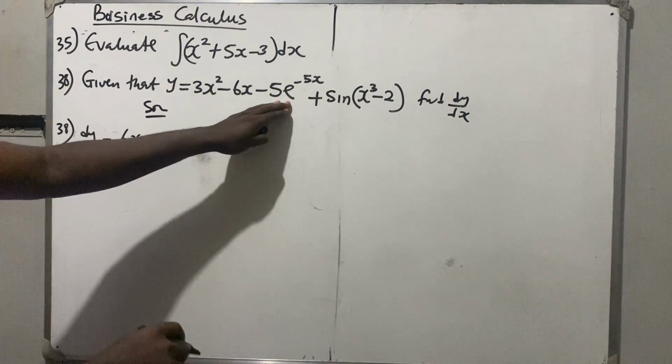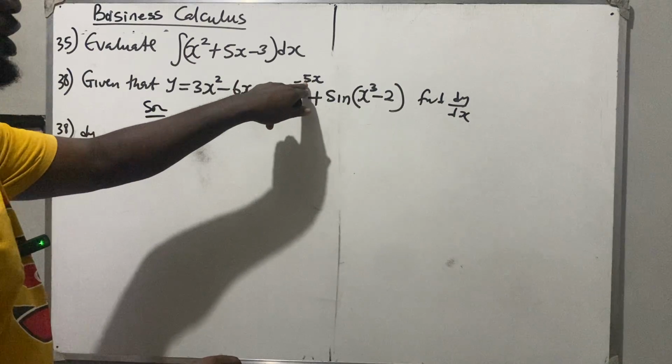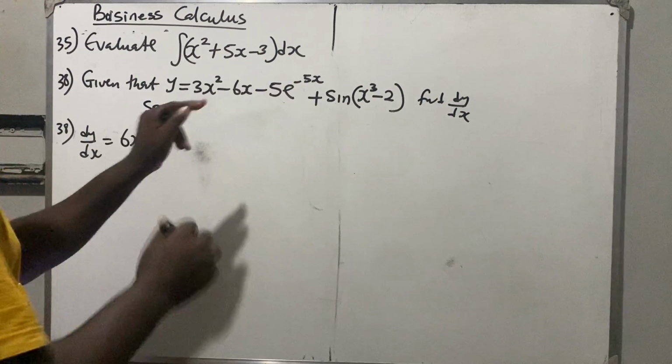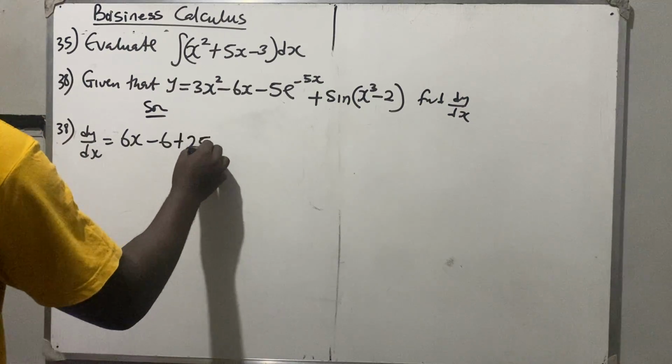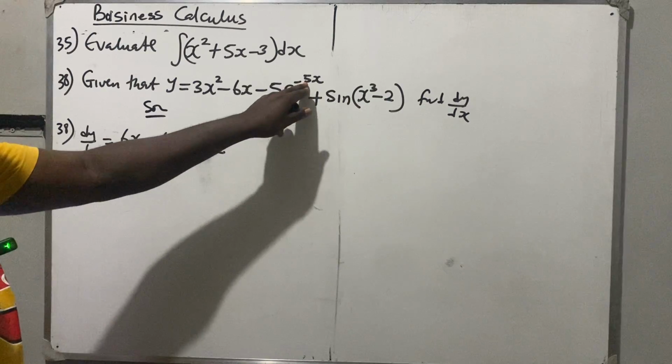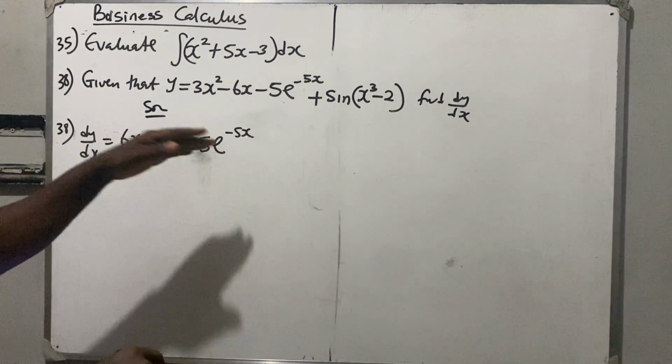Now differentiation of this one: differentiate this 5x to give you minus 5. Use it and multiply everything. So minus 5 times minus 5 will give you plus 25. You now put back your e raised to power minus 5x. So just bring out this minus 5 and multiply by this. Repeat everything. So that's just it.